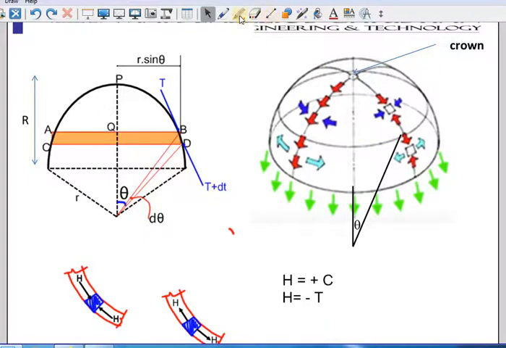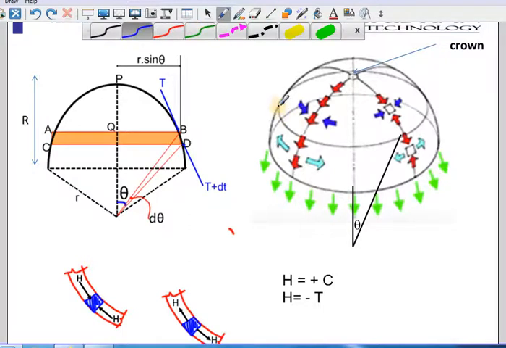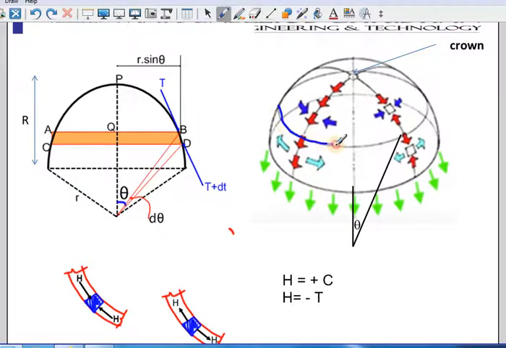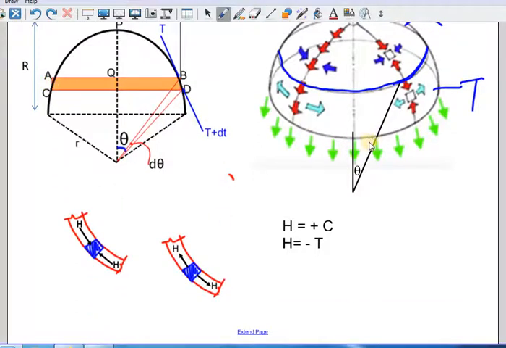let us assume that this ring, this band, is the band which divides tension and compression. Above it is compression and below it is tension. So you can see that if I take a center vertical axis, and this angle is theta. I can show it in theta.